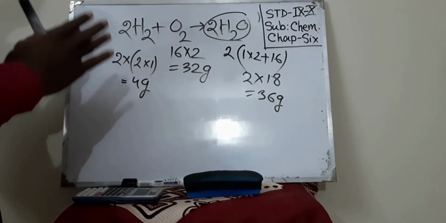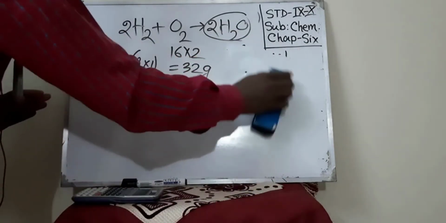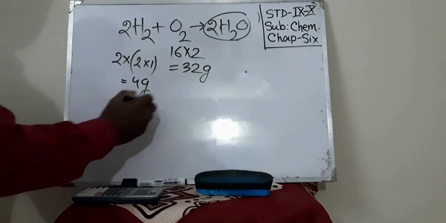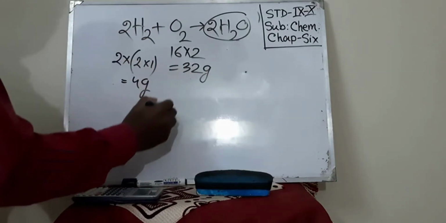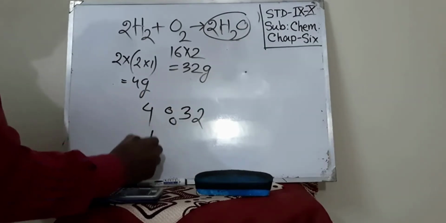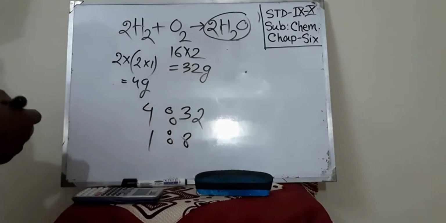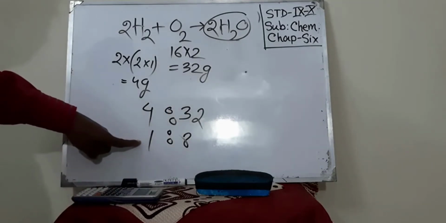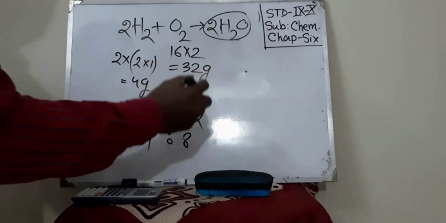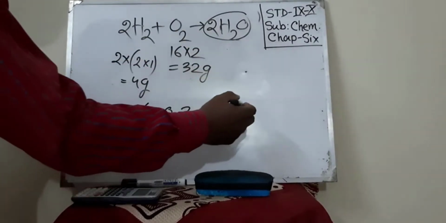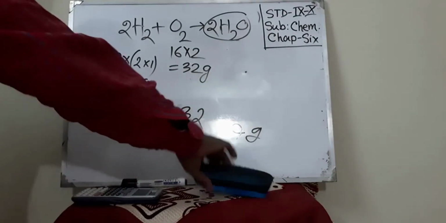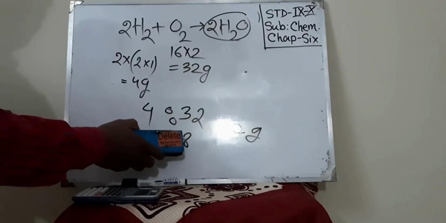But if you don't do this, suppose 4 is to 32, that means 1 is to 8. If you take 1 gram hydrogen and 8 gram oxygen, then you will get a product, suppose 9 gram in total. So the ratio will be 1 is to 8.